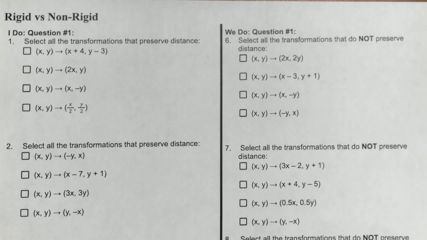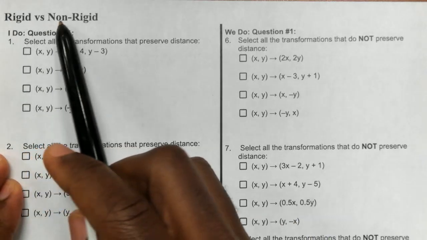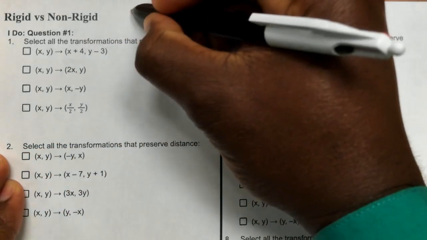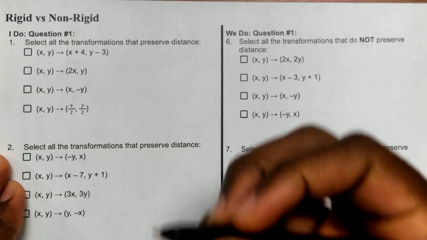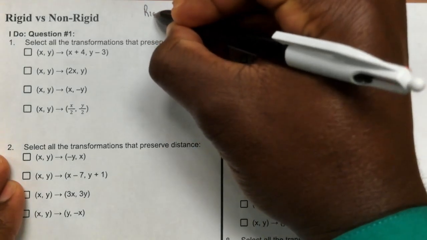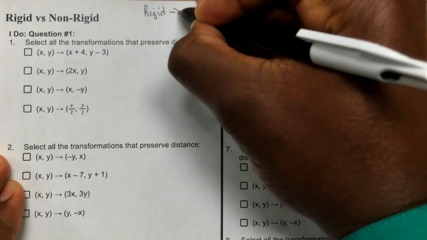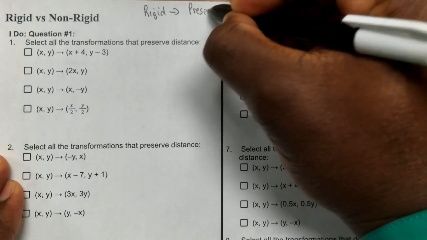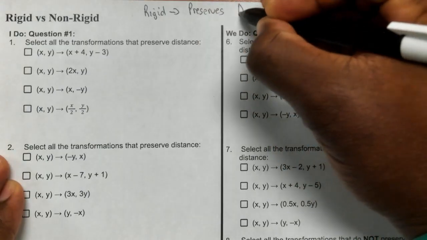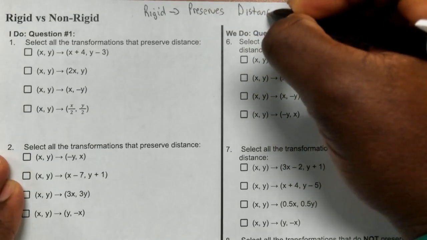Unit 3, rigid transformations, question number 6. Question number 6 wants us to evaluate rigid versus non-rigid. So a rigid transformation is something that preserves distance, okay? So rigid preserves distance, all right? So what does the word preserve mean?